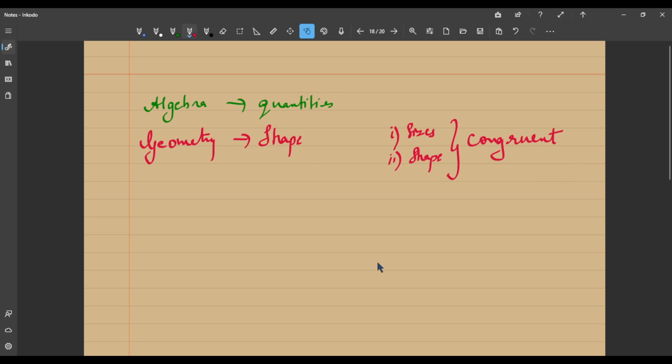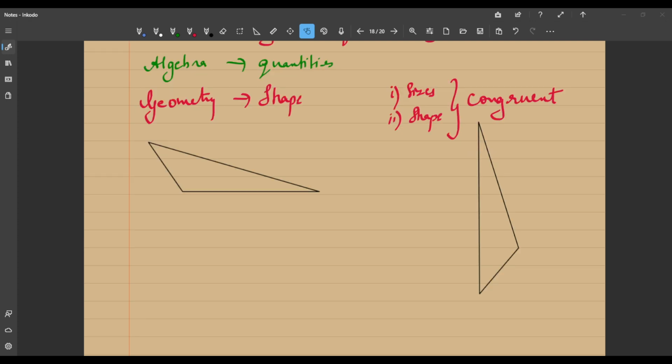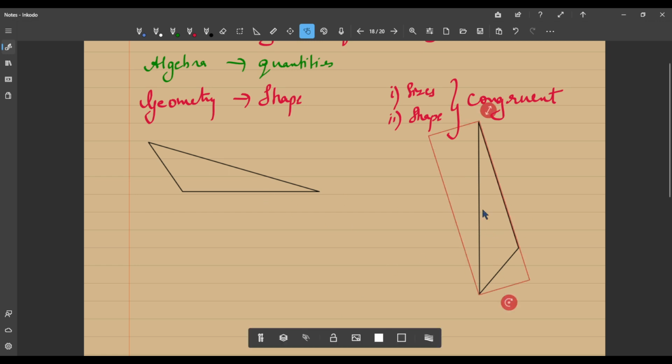So now let us look at congruence in a more clear way, and here we are going to talk about congruence of triangles. So consider this triangle, and now we have another triangle which is congruent to this. So this is the other triangle which is congruent. Now how do we check? How do we check whether they are congruent?